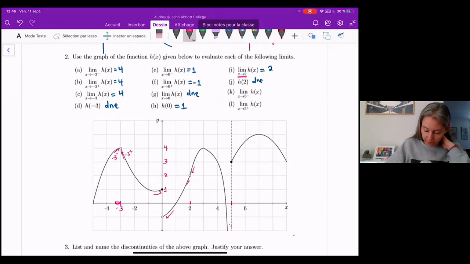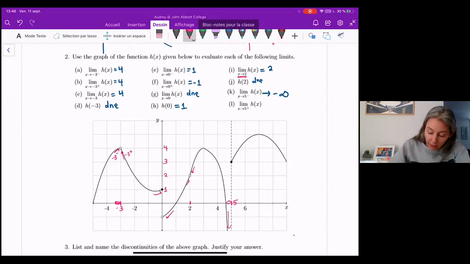Now 5. So 5 from the left, I'm going to the left side of 5. I'm finding the graph. I'm following that graph. And we can see that the y values are just getting smaller and smaller and smaller. And they're going to keep doing that forever and ever. So that means we have a negative infinity there.